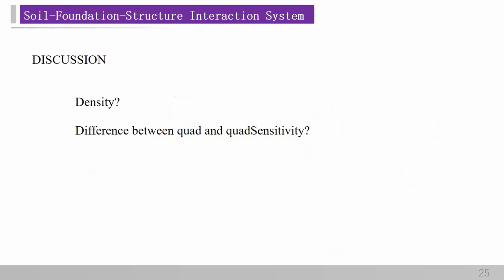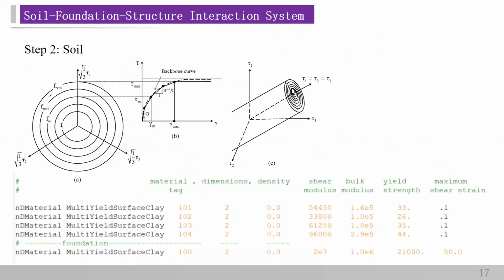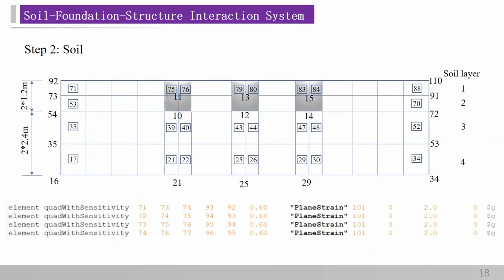Now let's have some discussions here. Firstly is about the density. If the density of the soil is 2, how can you define the density in the model? You should notice that when we define the material, we have a material density here, and also when we define the element quadratic sensitivity, we also have a density here. It's the element density. And how can we define the real soil density here?